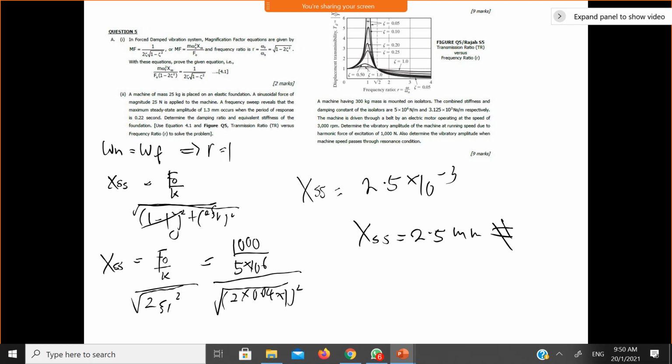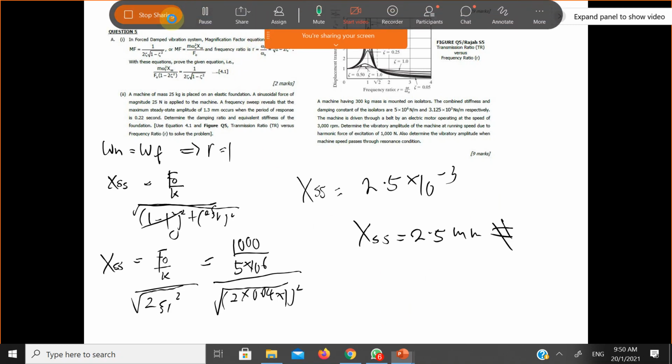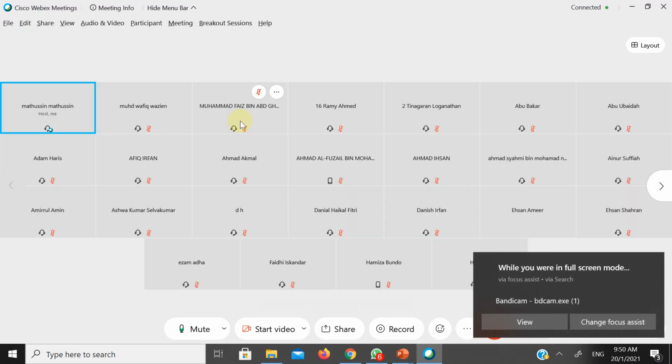Okay, any more question? Tak ada, so nanti saya akan bagi detail balik dia punya working step.